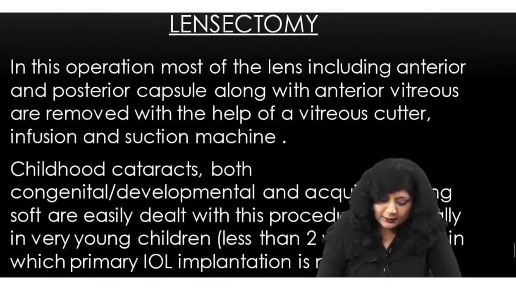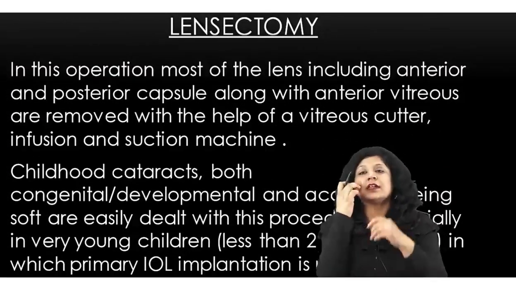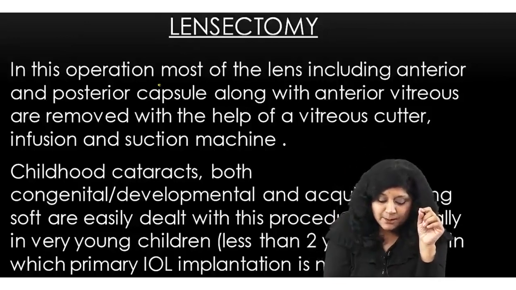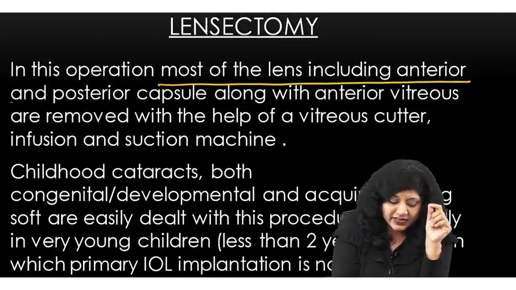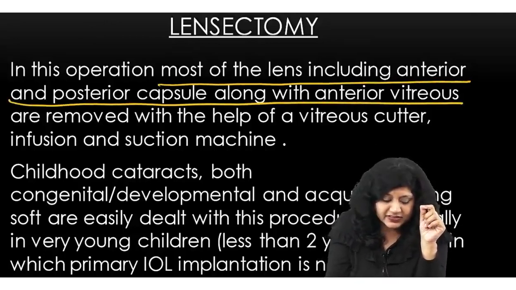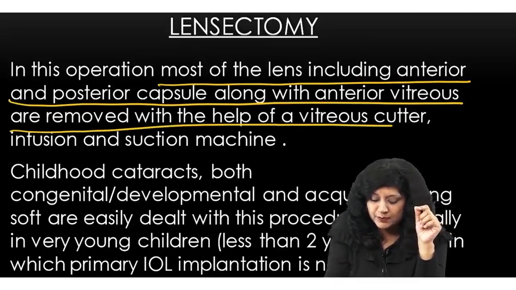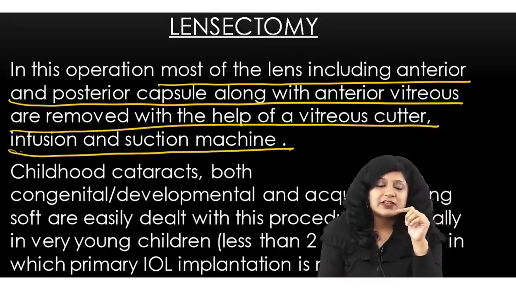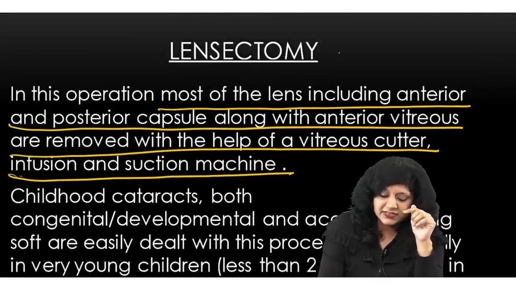Now talking about the lensectomy. In lensectomy, theoretically speaking, most of the lens, including the anterior capsule and posterior capsule along with the anterior vitreous, is removed with the help of a vitreous cutter, infusion and suction machine. So what they call lensectomy is basically lensectomy with vitrectomy.